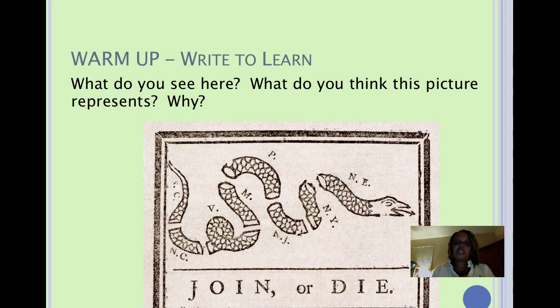So the letters you see here, the NE are the New England colonies, then there's New York, New Jersey, Pennsylvania. So these letters represent names of colonies. And it actually is a very basic map. It does show where the colonies are located, although it's sideways, but it gives you an idea of where they are in proximity to each other.